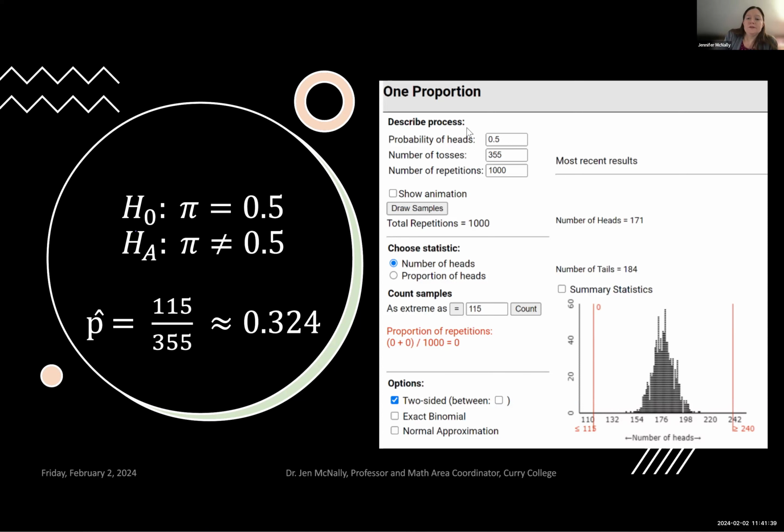Now, the inputs are up here, and this is something important. And I always unpack what our inputs are and what our output looks like with my students. So the inputs are, I get to decide what the probability of heads is. Where did we get 0.5 from?